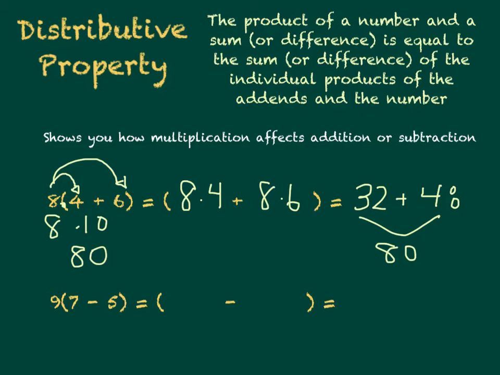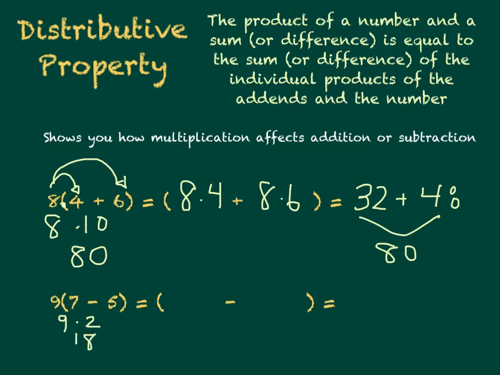The distributive property also works when we have a difference, and it's going to work the same way. Again, I'm going to solve it first as I would with order of operations, just so I can show and compare how this works. If I use order of operations, I would do the parentheses first, so 7 minus 5 is 2. I'd multiply that by 9, so I'd get 18.